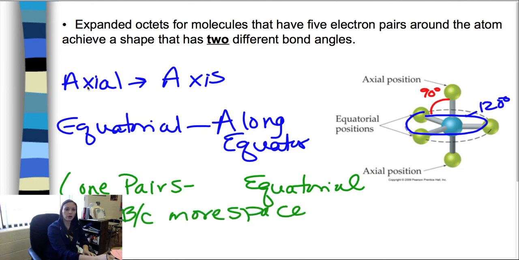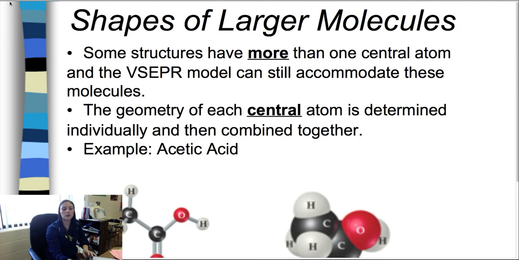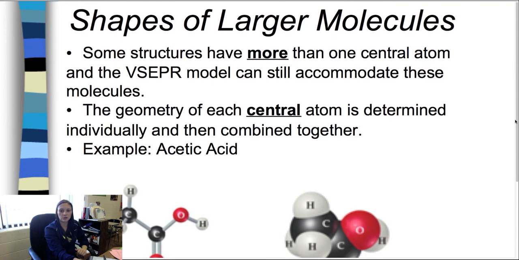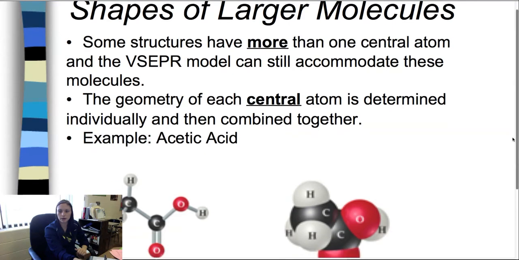The last thing we're going to look at here are some shapes of larger molecules. Some structures have more than one central atom, and your VSEPR still accommodates these molecules that have more than one center atom. The geometry of each central atom is determined individually and then combined together.